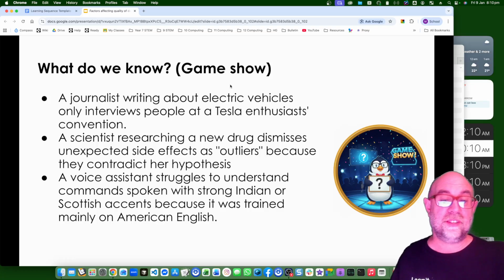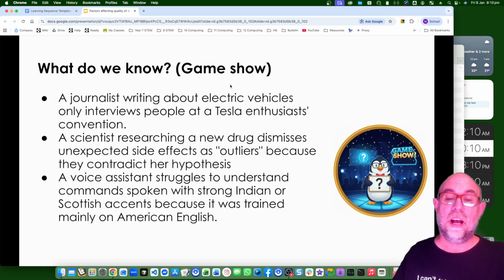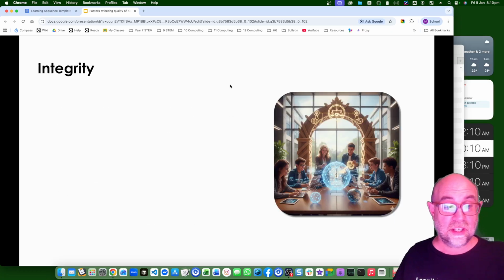And a voice assistant struggles to understand commands spoken with a strong Indian or Scottish accent because it was trained mainly on American English. Well, that's a cultural bias. It doesn't just have to be about what we hold in our head. It can be about just different cultures and the way they express themselves.